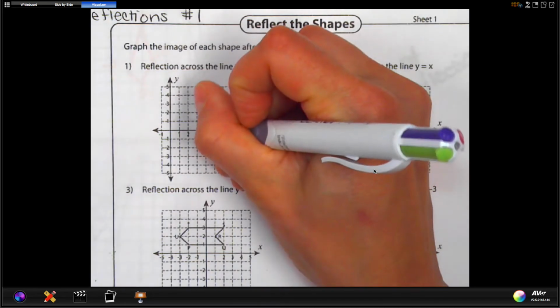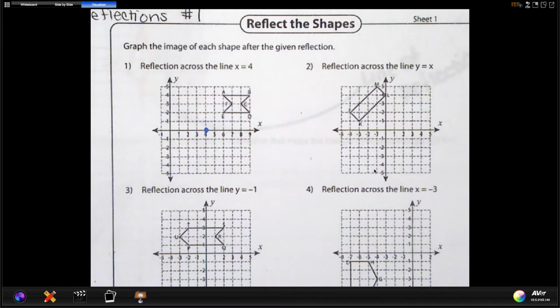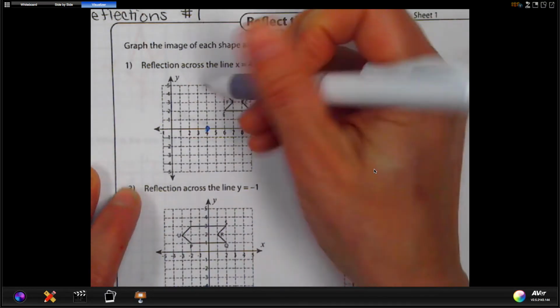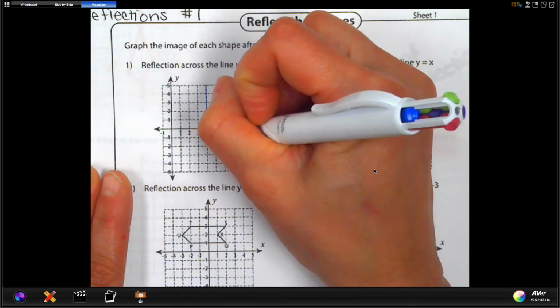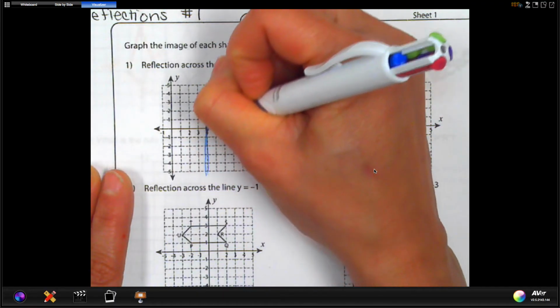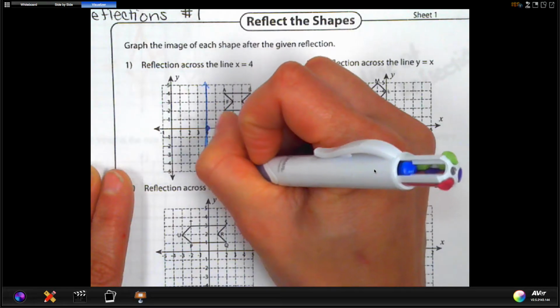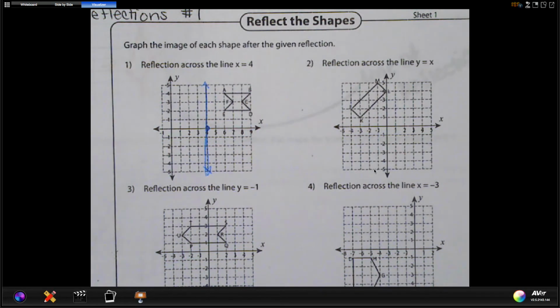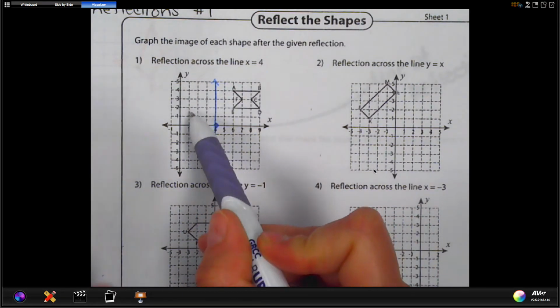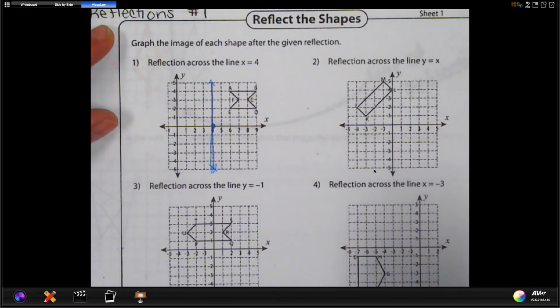The part that's hard for students is that the line now is not the x-axis. It's the line that goes through that spot. I just did mine a little bit off. I should have used a ruler. Okay, so this is my line of reflection. Now I'm going to take this figure and flip it over that line by counting. So let's start with A.